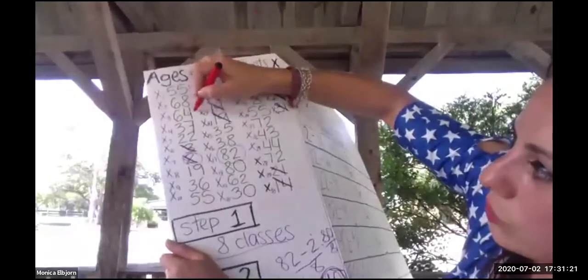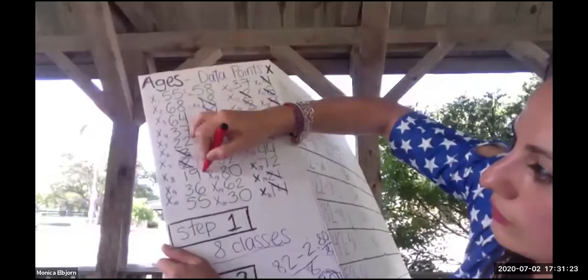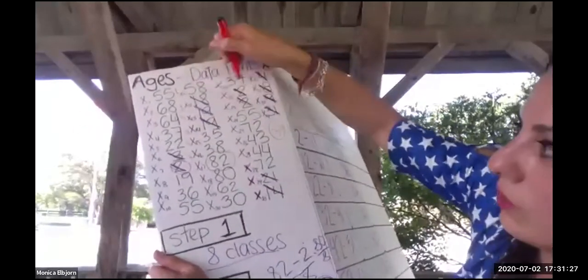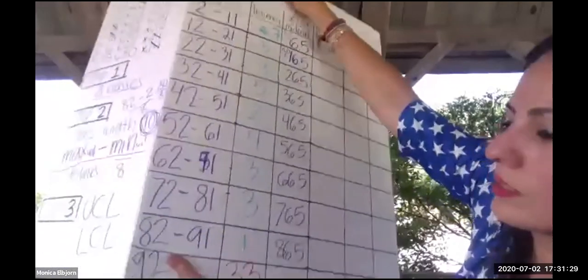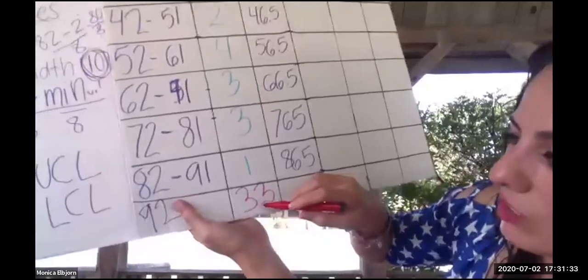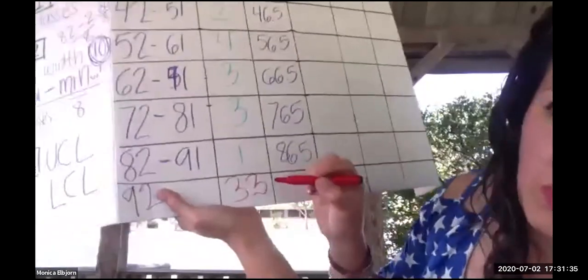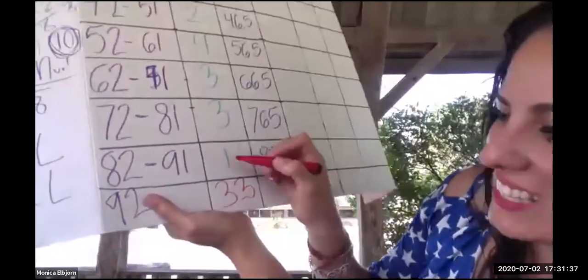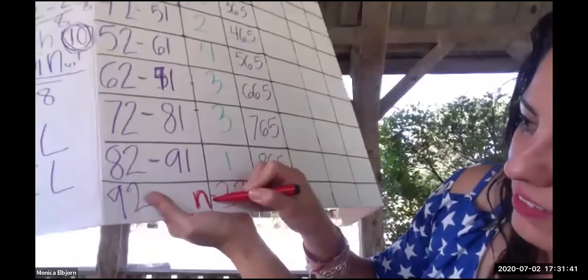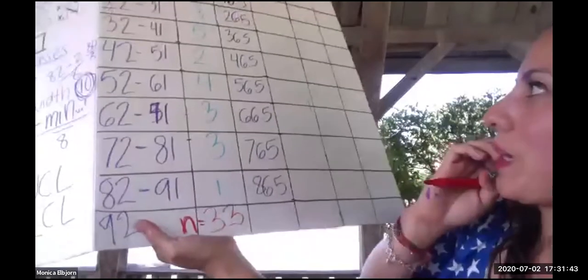So 1, 2, 3, 4, 5, 6. So all these numbers are 33 numbers. So 33 data set points. So this should be 33. And this 33, I don't know if you remember. Yes, very good. That's our letter N. Little letter N. Okay.